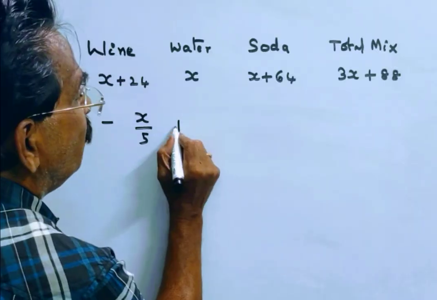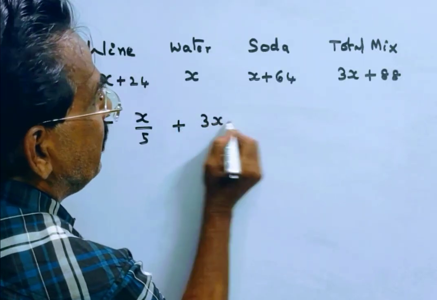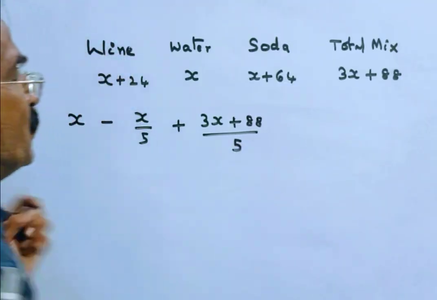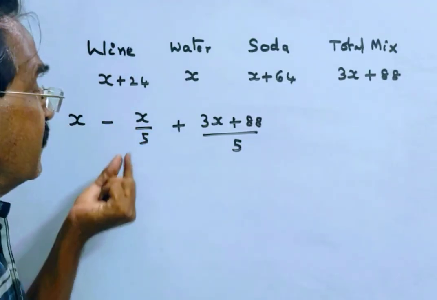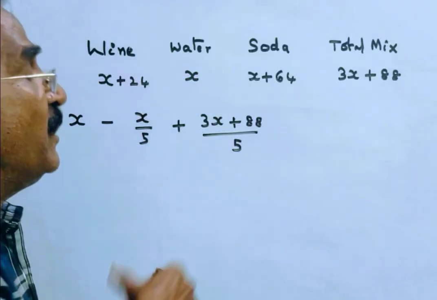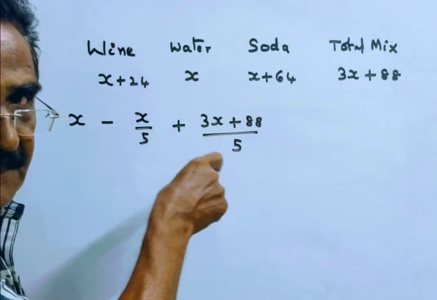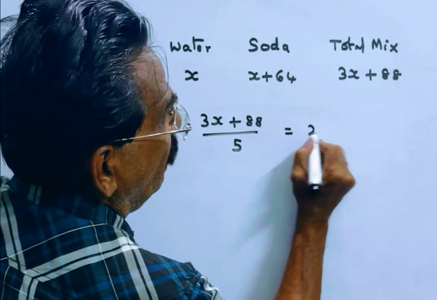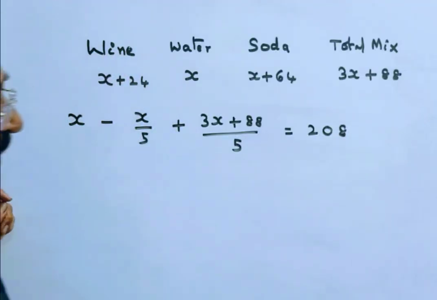So how much water is added? 20% of the mixture. So the initial quantity of water is this much, this much is drawn, and 20% of the mixture is added. After this replacement, the quantity of water in the mixture is 208 ml.